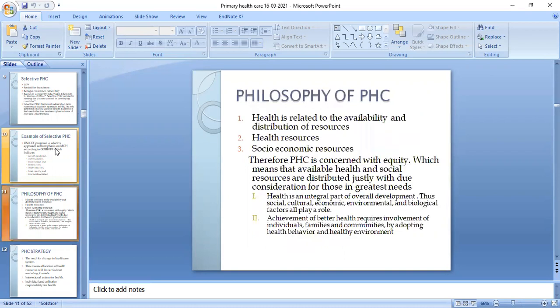Now, the philosophy of primary health care. Health is related to the availability and distribution of resources, health resources and socio-economic resources. Therefore, primary health care is concerned with equity, which means that available health and social resources are distributed justly with due consideration for those in greatest need. Health is an integral part of overall development. The social, cultural, economic, environmental, and biological factors all play a role. Achievement of better health requires involvement of individuals, families and communities by adopting health behavior and a healthy environment.